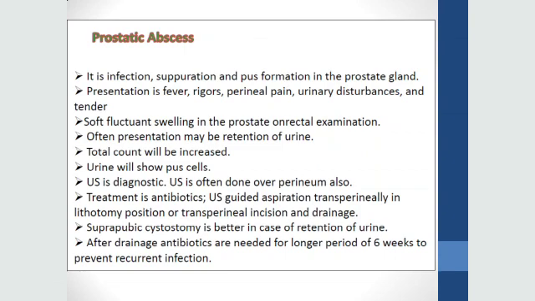Urine will show pus cells. Ultrasound is diagnostic. Ultrasound is often done over perineum also. We can rarely ask for transrectal ultrasound. Usually the treatment is with antibiotics, which is culture sensitive. We can do ultrasound guided aspiration transperineally in a lithotomy position. There's always transperineal incision and drainage as a last resort. If there is retention, we can do SPC, that is suprapubic cystostomy, temporary drainage of urine. And after drainage of pus, antibiotics are needed for a longer period of 6 weeks to prevent recurrent infections.